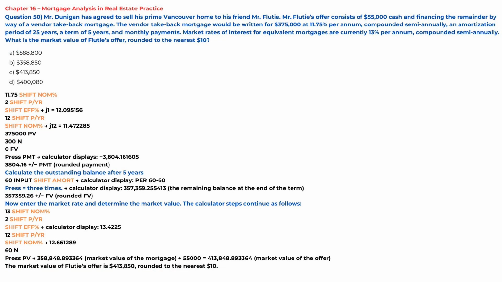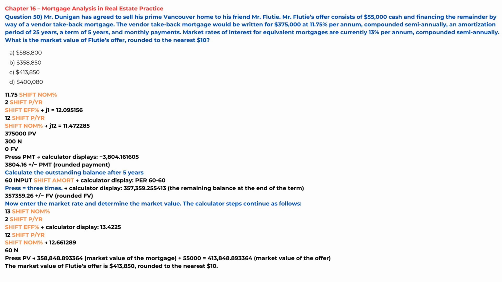Question 50. Mr. Dunnigan has agreed to sell his prime Vancouver home to his friend, Mr. Flutie. Mr. Flutie's offer consists of $55,000 cash and financing the remainder by way of a vendor take-back mortgage. The vendor take-back mortgage would be written for $375,000 at 11.75% per annum, compounded semi-annually, an amortization period of 25 years, a term of 5 years, and monthly payments. Market rates of interest for equivalent mortgages are currently 13% per annum, compounded semi-annually. What is the market value of Flutie's offer, rounded to the nearest tens?